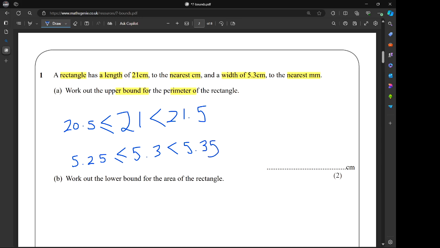Now here's the key. Your inequality can never equal the upper bound. It has to be less than the upper bound, but it can be equal to or bigger than the lower bound. So to work out the upper bound for the perimeter, I'll do 21.5 plus 5.35, and then times it by 2. So it'll be 2 lots of 21.5 plus 5.35.